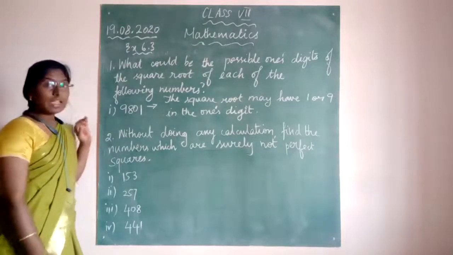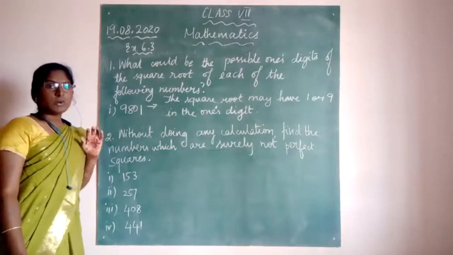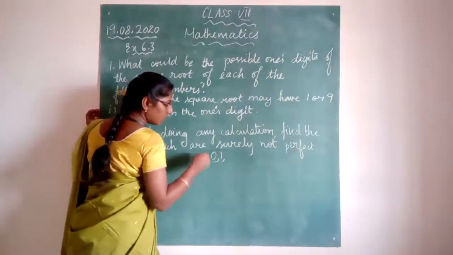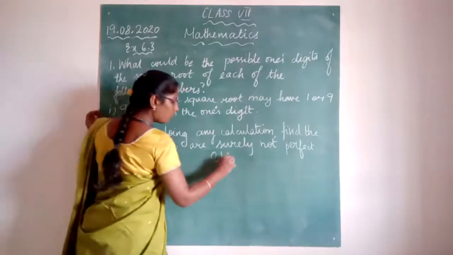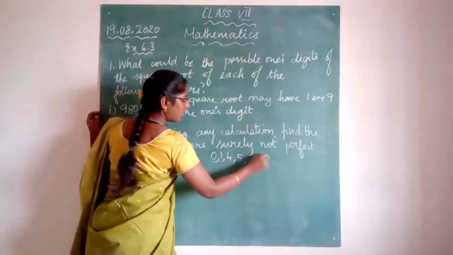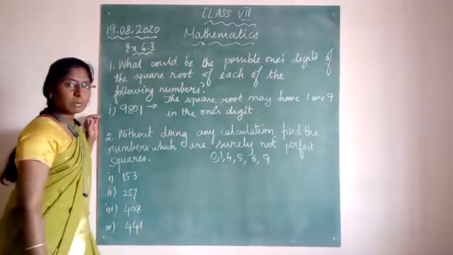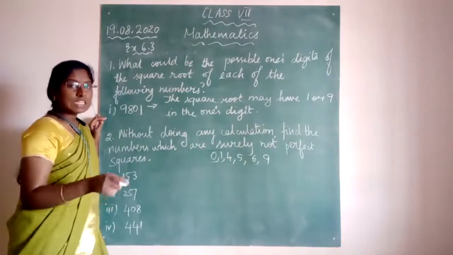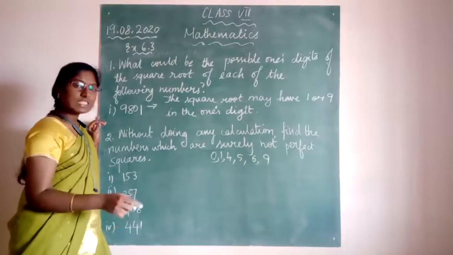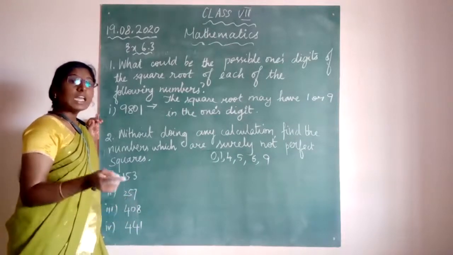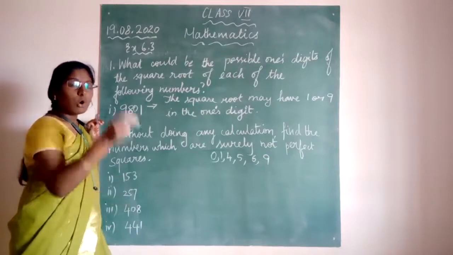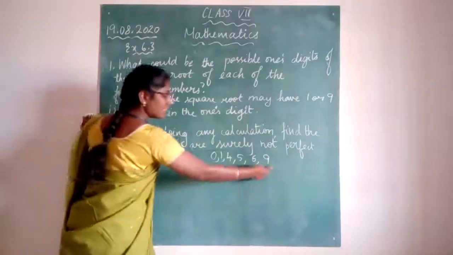Okay, so I already said to you that perfect squares will end with 0, 1, 4, 5, 6 and 9. Okay, we all remember this. 1 one is 1, 2 twos are 4, 3 threes are 9, 4 fours are 16, 5 fives are 25, 6 sixes are 36, 7 sevens are 49, 8 eights are 64, 9 nines are 81 and 10 tens are 100. So all these square numbers end with only these digits.